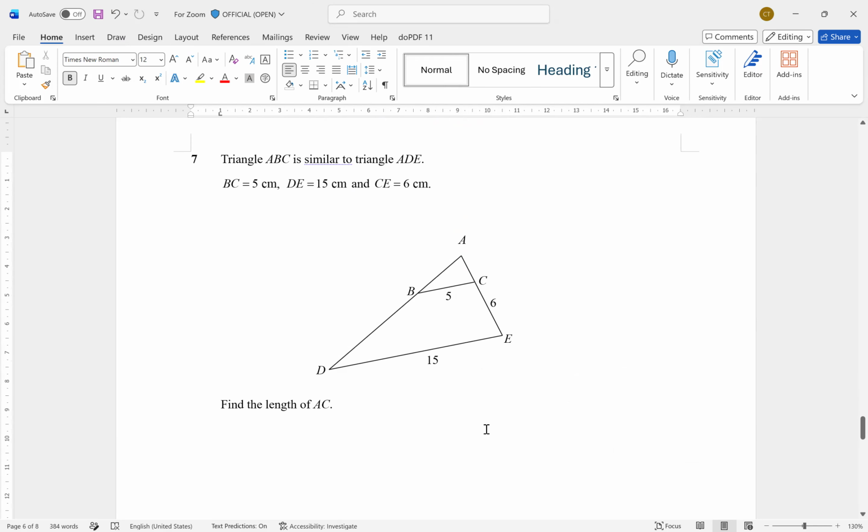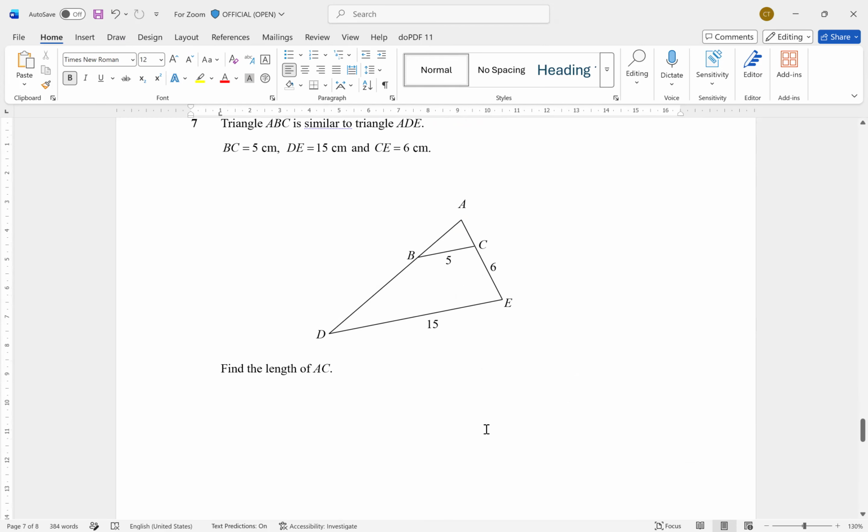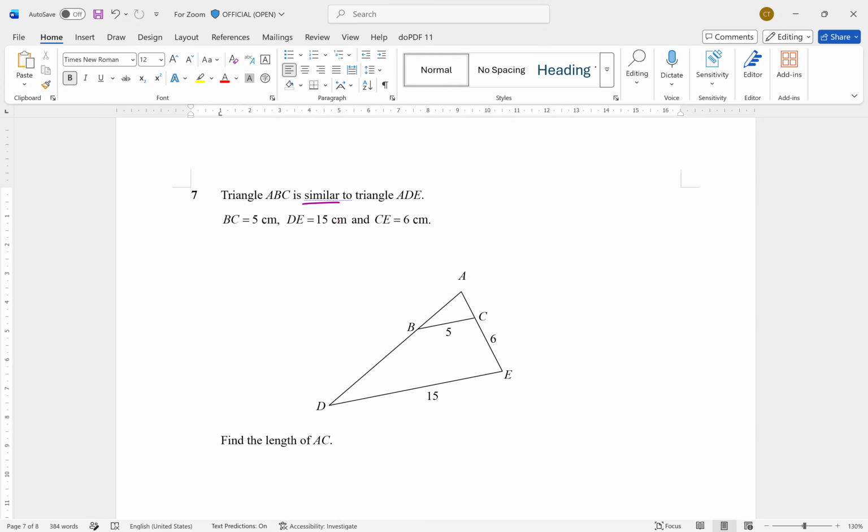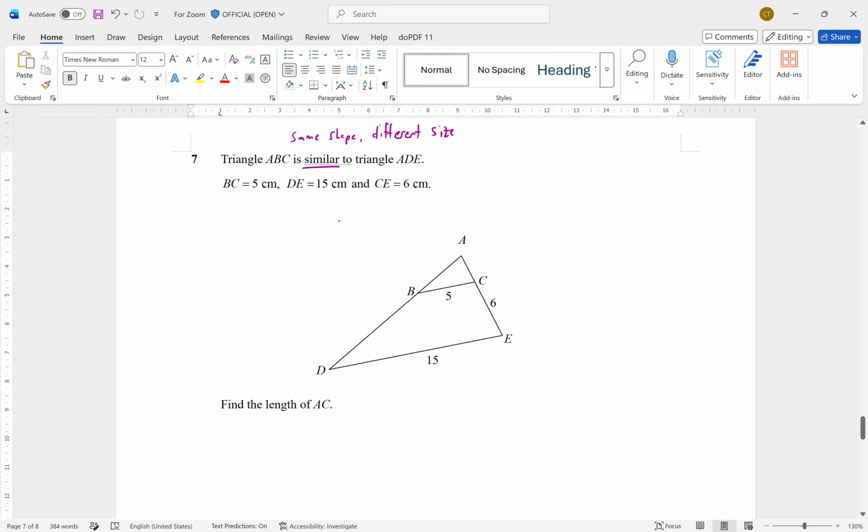Now let's take a look at one question on similar figure triangles. Similar means they only have the same shape but different size. This one requires a bit more work to find the length of sides, but it's still doable. We are told that triangle ABC is similar to triangle ADE. We are given the length of three sides, and now we want to find the length of AC. AC belongs to the smaller triangle.